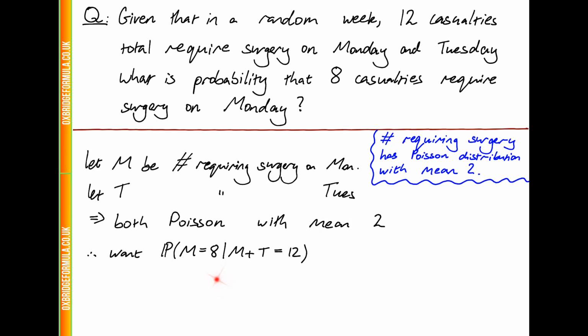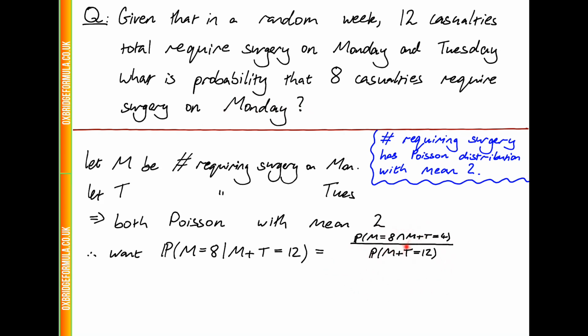Now, how can we rewrite this if we know how conditional probability works? We know that this is exactly the same as the probability of M equals 8 and M plus T equals 12 divided by the probability that M plus T equals 12. So if we can find the numerator and denominator of this fraction, then we can put them all together in order to find this probability that we've been asked to find.